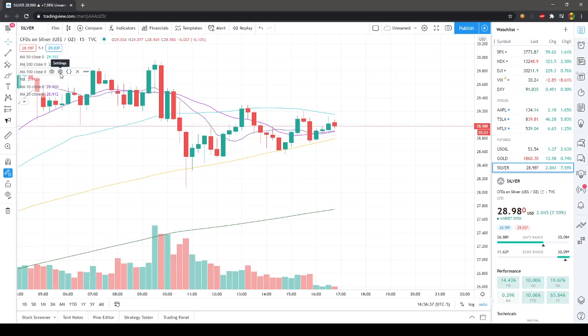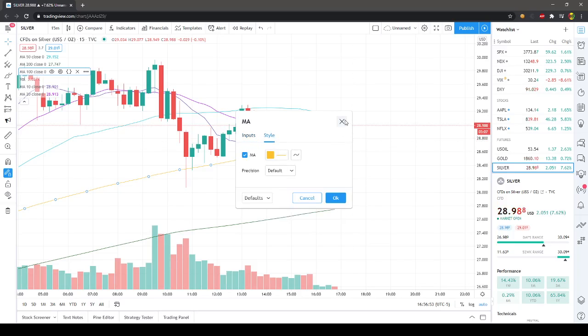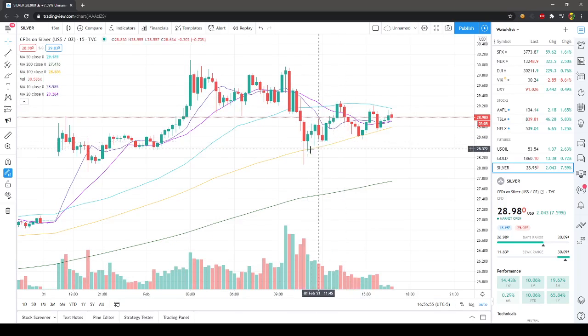These are fine. To change them, you hit the settings. The length is what I'm changing. So the length can be 10, 20, 50, 150, and then 200, depending on how you want it. I always have it on close, no offset, same chart style. You can change the colors, but I'm gonna show you now.